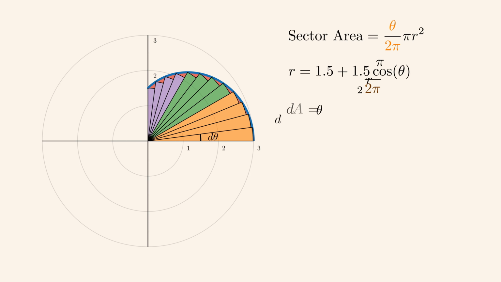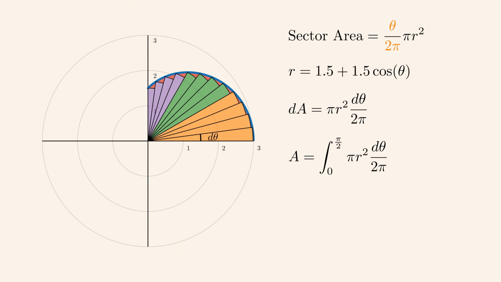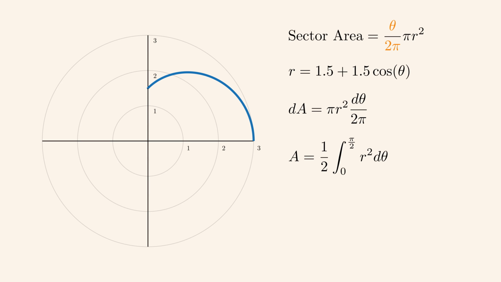The area of each tiny sector is dA, and it's proportional to the infinitesimal angle. To find the total area in the first quadrant, we sum all these tiny sectors from 0 to pi by 2. The pi in the numerator and denominator cancel out, and we can also factor the constant out of the integral. This gives us the general formula for finding the area of any polar curve. To isolate just the first quadrant, we set our upper limit to 0.5 pi.